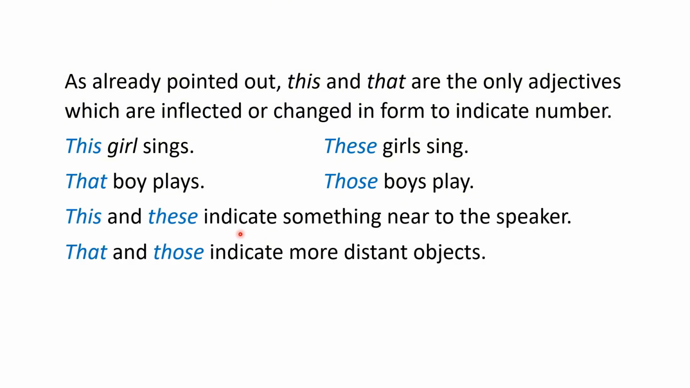This and these indicate something near to the speaker. We have already said that also. This and these are used when you talk about something closer to you, closer to the speaker. Now that and those indicate more distant objects. For example, that boy is a little far from you. So we can use that, or those when it is to be used with a plural.